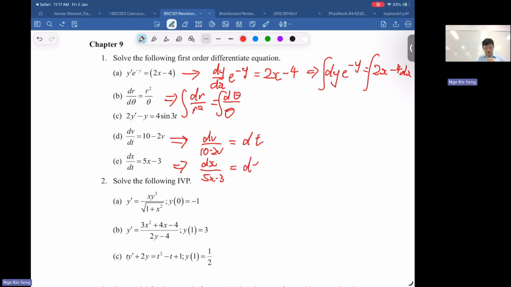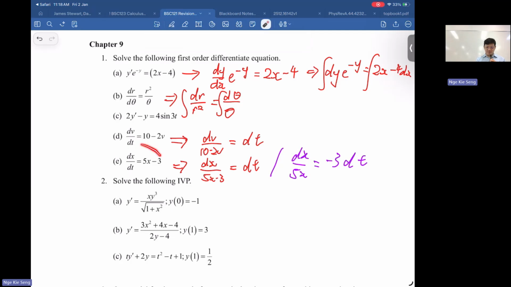Let me ask you a question. Can I write it like this? dx over 5x equals minus 3 dt. Are they the same for E? Not the same, it's very different. But this is something that a student could write down.